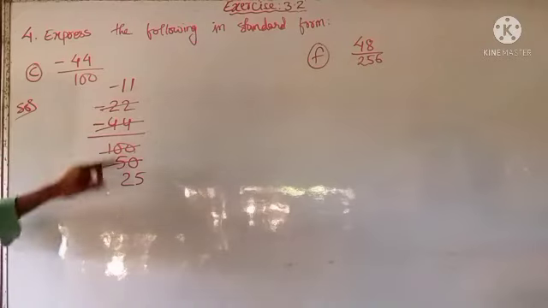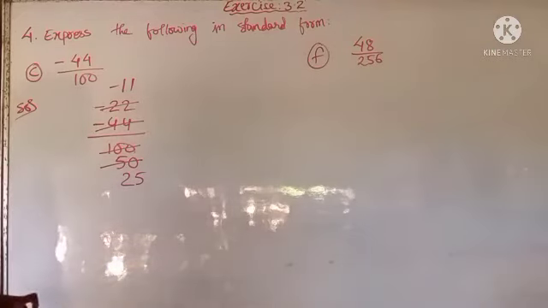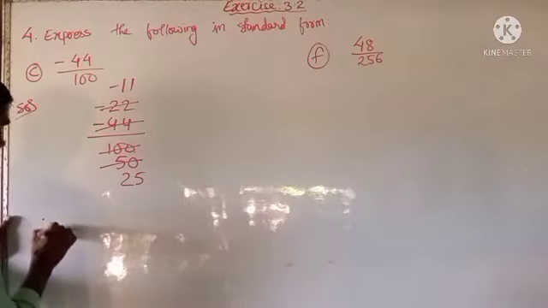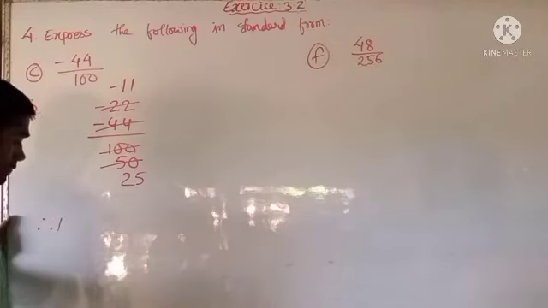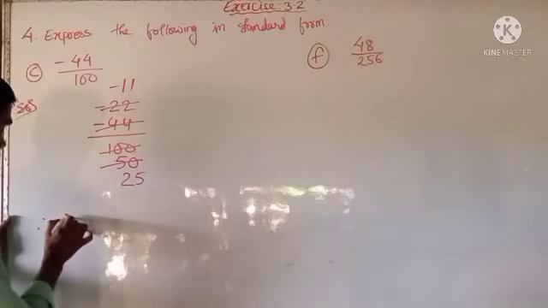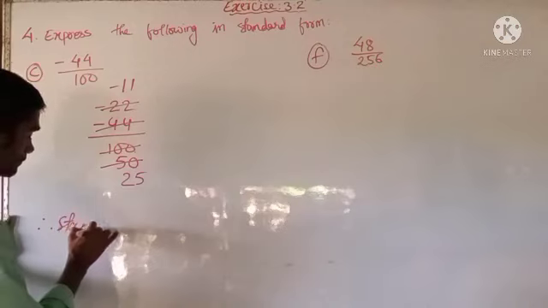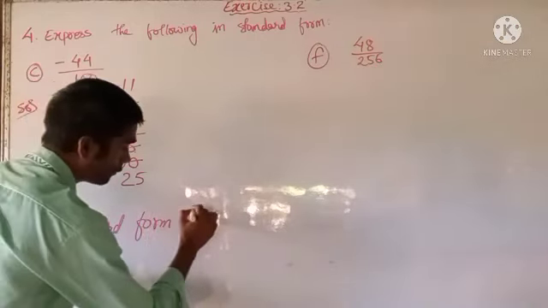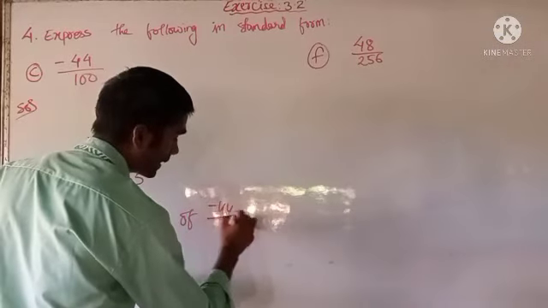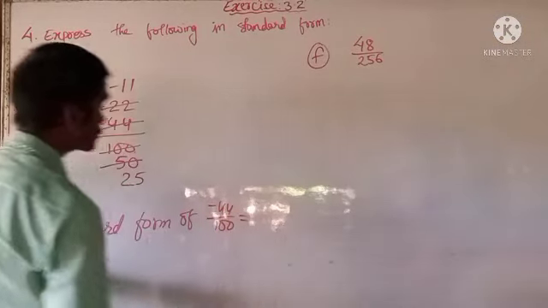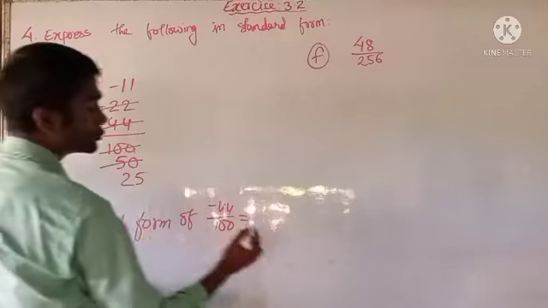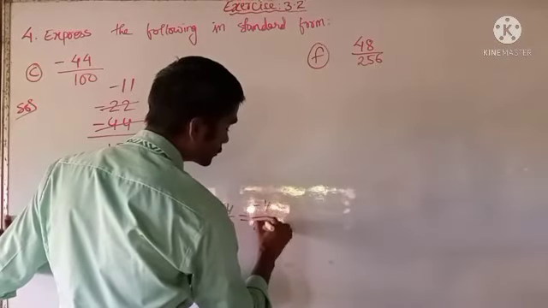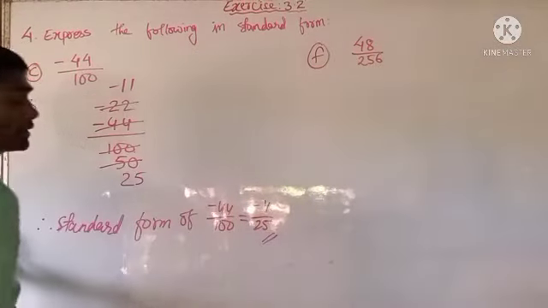Now 11 and 25 are not divisible by any common number, so we can write here, therefore the standard form of minus 44 by 100 is equal to minus 11 by 25. Minus 11 by 25. This is our required answer.